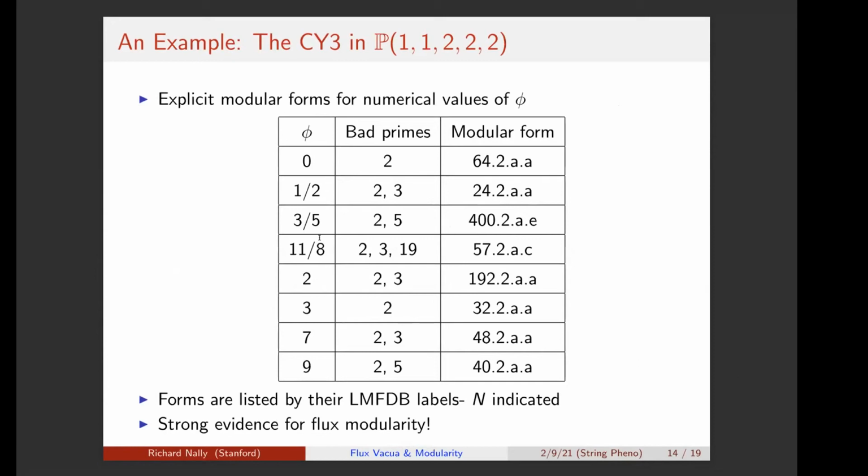So in this table, I've given you some explicit values of phi, as well as modular forms, which are labeled by their n, the level in gamma naught of n. You can really just look at the point counts for each of these phi and see that there is a modular form buried in them. So given that flux modularity is really a conjecture, I think this is pretty strong evidence for the conjecture.